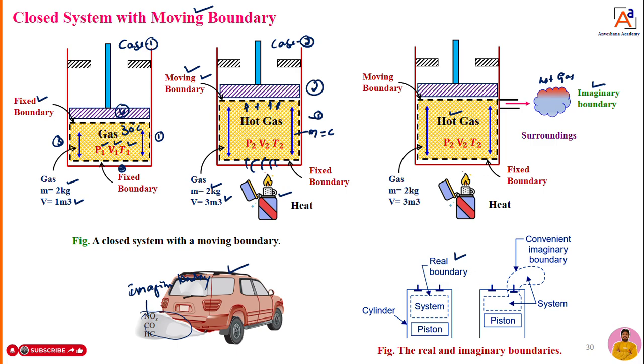When the exhaust emissions come out of the exhaust manifold, right, they enter into the surrounding. When it is entering into the surrounding, we can imagine there is a boundary. That boundary we can call an imaginary boundary.